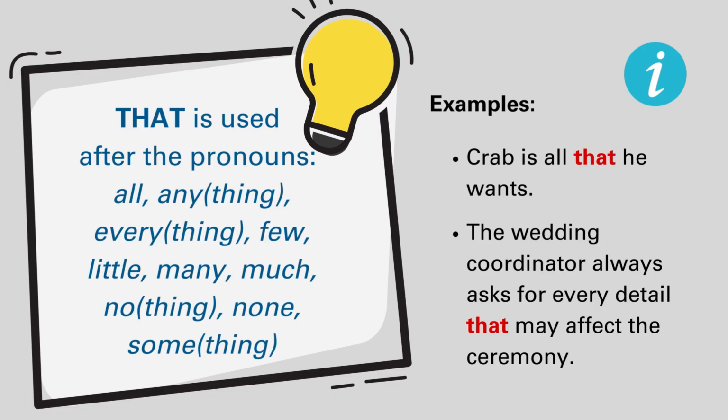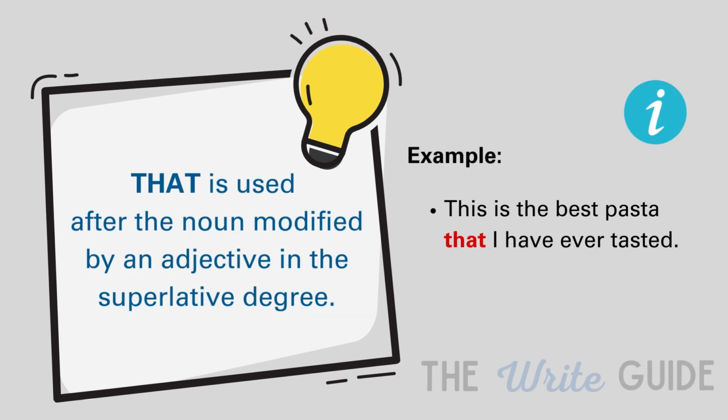Now going back to that, please take note of the following. That is used after the pronouns you see here. So you say, for example, Crab is all that he wants. You don't say, Crab is all which he wants. Yes? Same with the second example. The wedding coordinator always asks for every detail that may affect the ceremony. It's not every detail which may affect the ceremony.